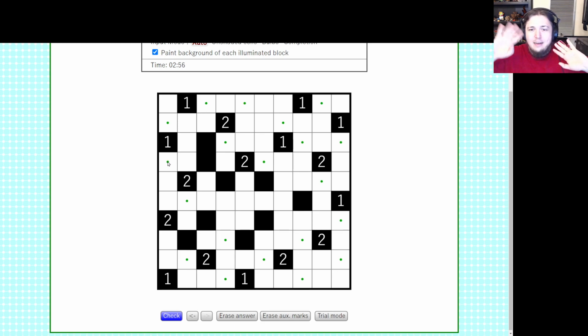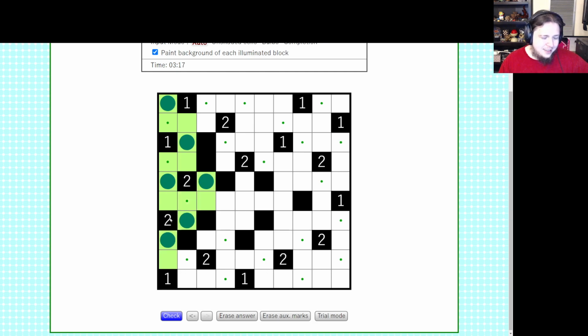And now, finally, after all that setup, after all that work, we finally have this 1 over here where both sides of it have been ruled out, and we can finally place our first light bulb in the puzzle. And after that, placing that light bulb, we can place the light bulb next to this 1. We can place the 2 light bulbs next to this 2, which then allow us to place the 2 light bulbs next to this 2, which allow us to place the light bulb next to this 1.